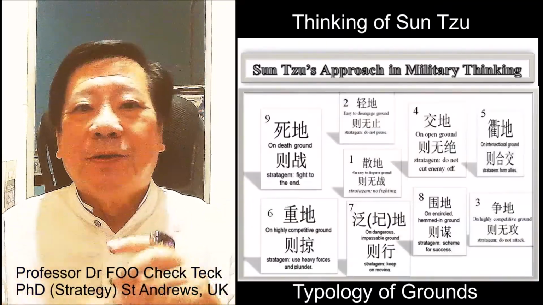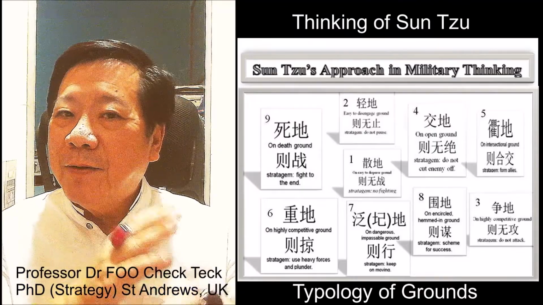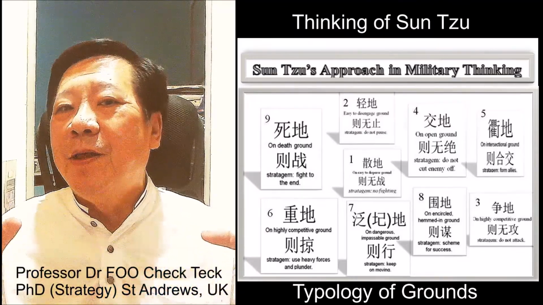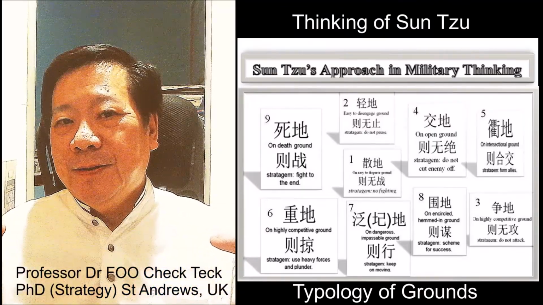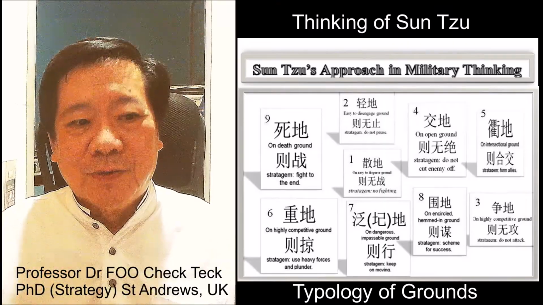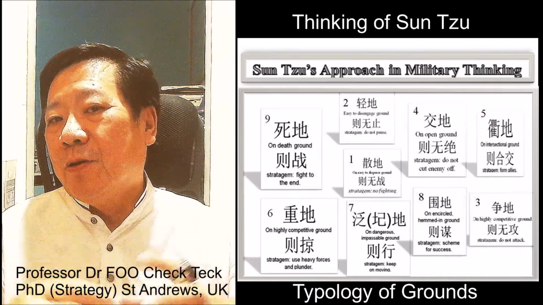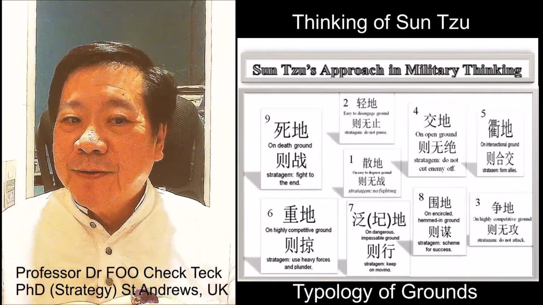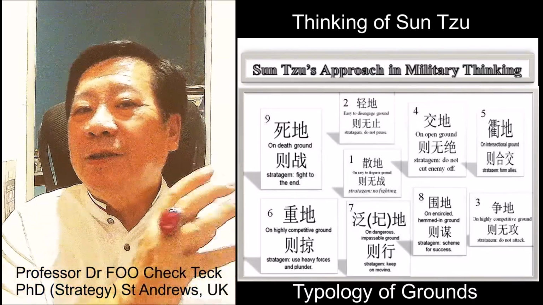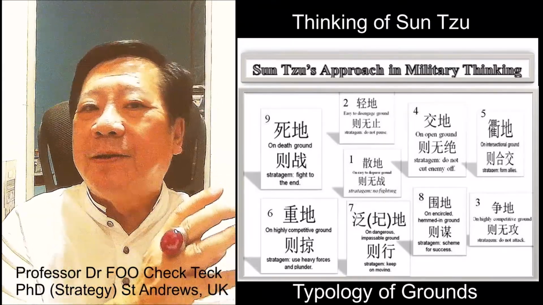If you have read Sun Tzu, you will know. There is a certain implicit order in his classification of the grounds. And I would say yes, there is an order. And the order starts from the basic of no fighting. On this ground, there should not be any fighting at all.